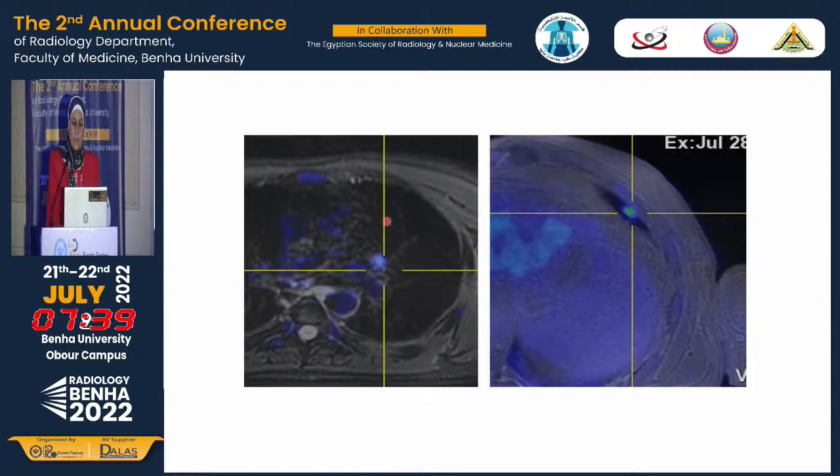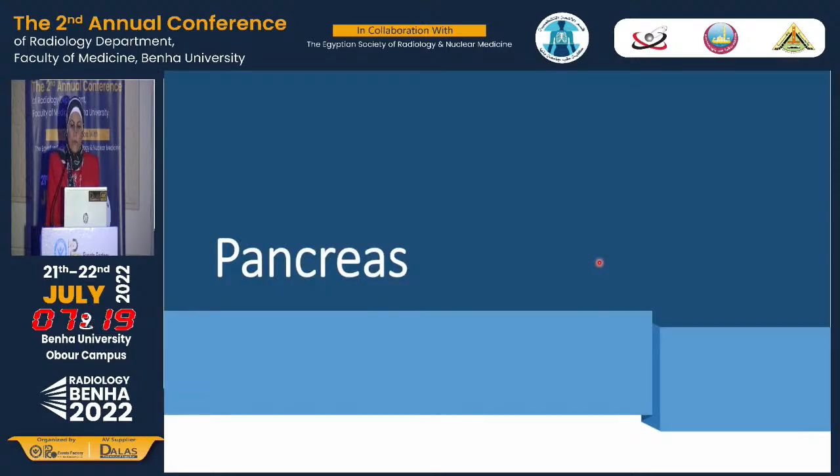And this is a metastatic mediastinal lymph node and also a metastatic pulmonary nodule. We can see that this patient has metastatic disease not only confined to the liver. So we perform better evaluation for local disease extent and also for distant evaluation. Let's move to the pancreas.